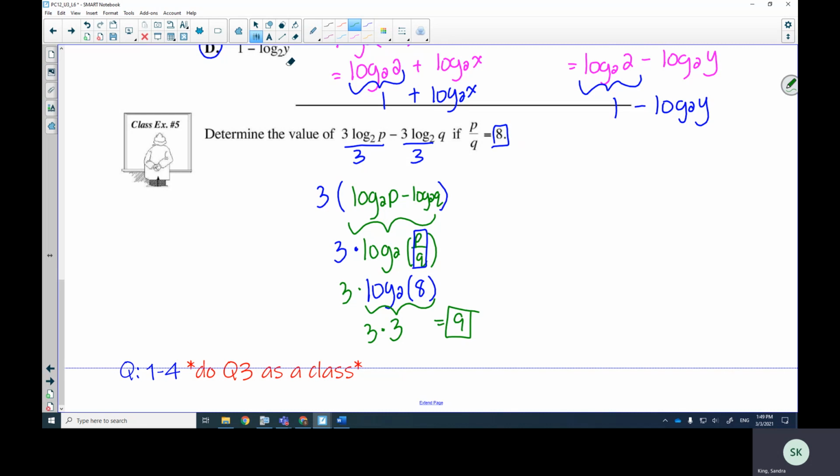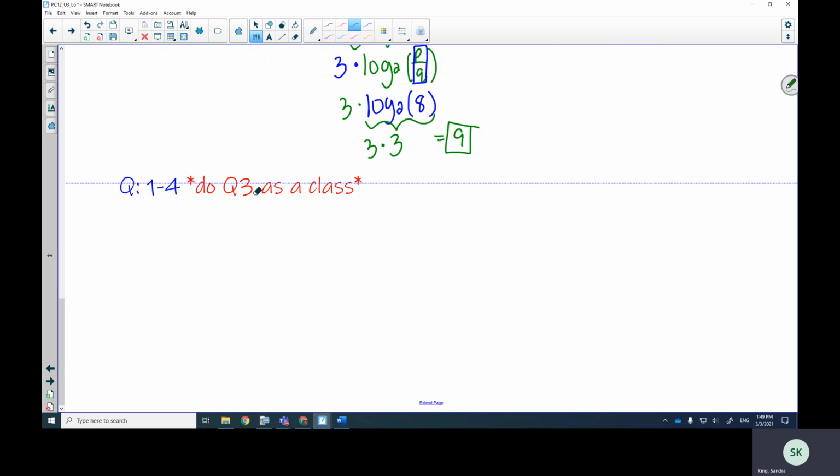Okay, so those are the two laws. What I will do in the second half is the power law. There's one more law that we have to do, but I want you to practice first. So I want you to do questions 1 to 4, and we're going to do question 3 as a class.